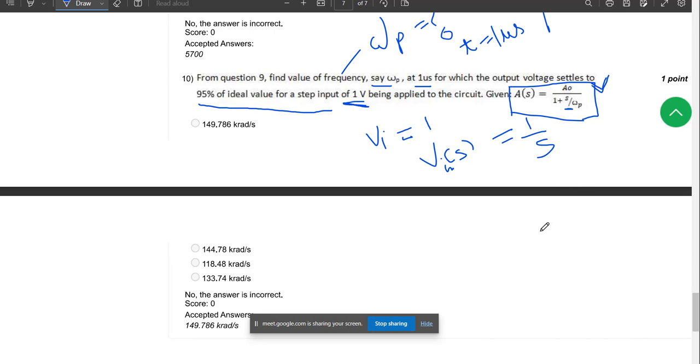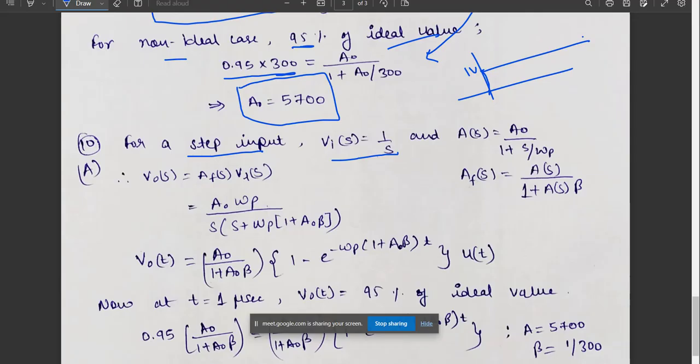If the value is given in terms of time t or something like that, you would take it as a time domain question. So this is already a frequency domain question, since in the question itself all the gain terms are given in terms of S.